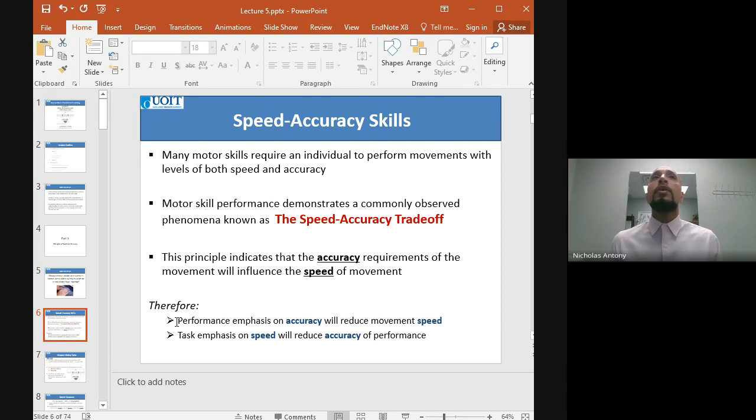Think back to our body's ability in terms of control to work within an open or closed loop system. Yes, that's absolutely correct, Karen. So by going slower, we can maximize the use of feedback to make minute adjustments and therefore make our movement more accurate. The converse of that in the speed accuracy trade-off would be that when we have a task emphasis on speed or wanting to do something quickly, we reduce the accuracy of the performance.